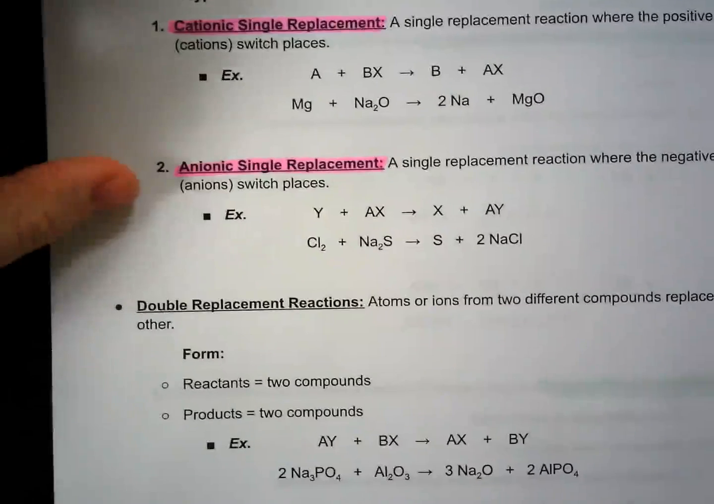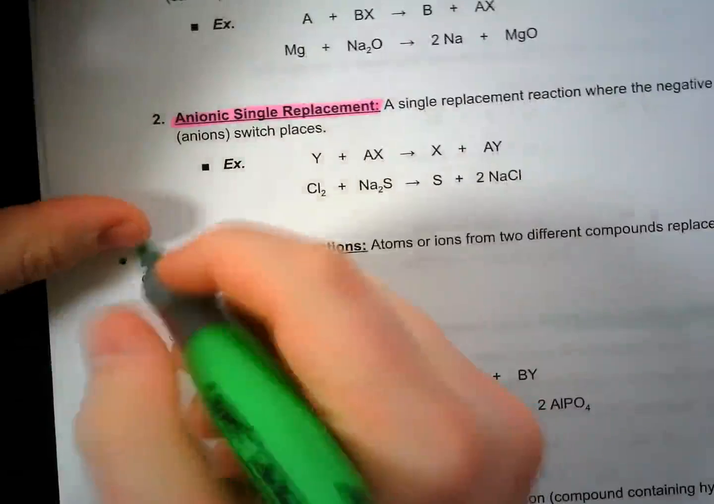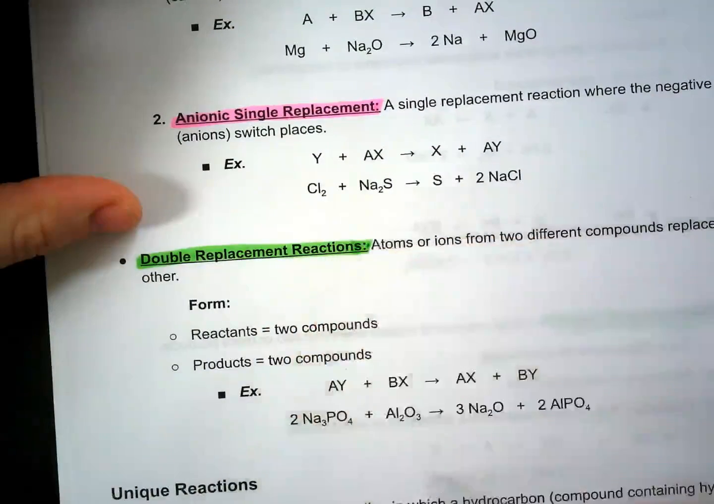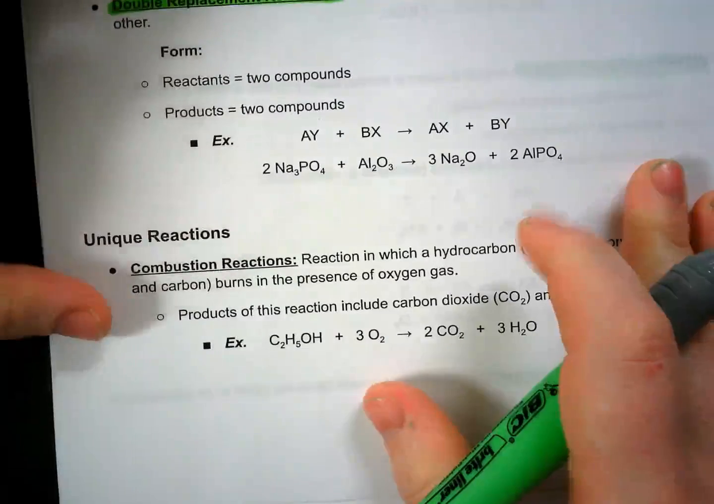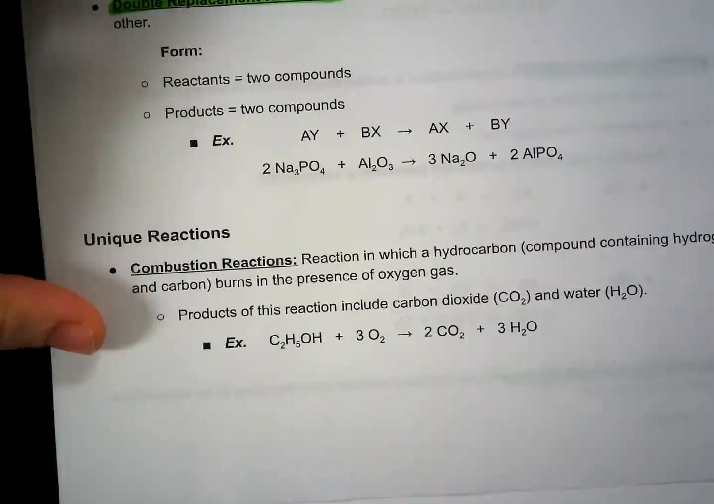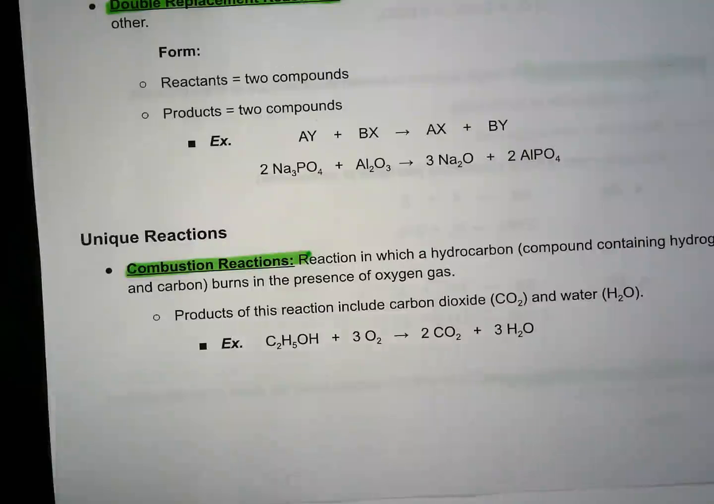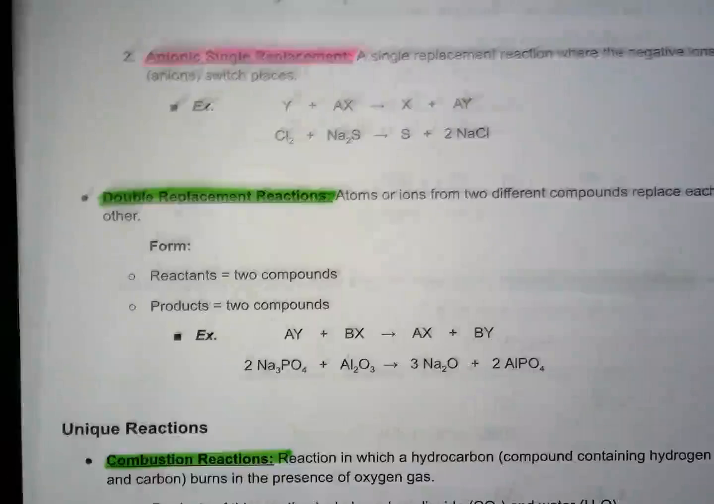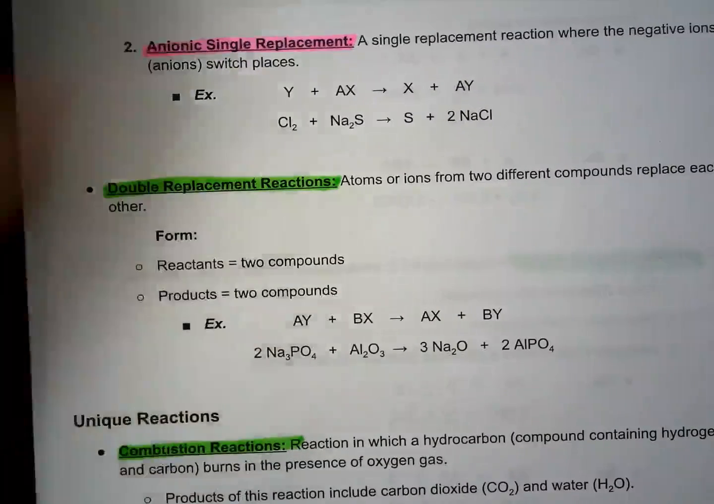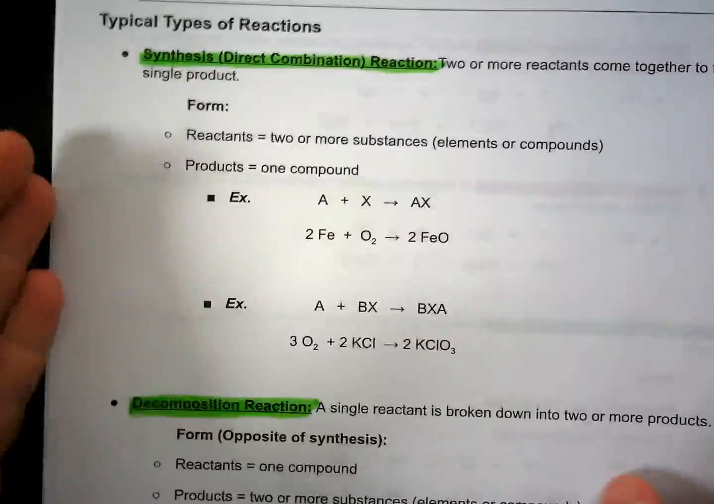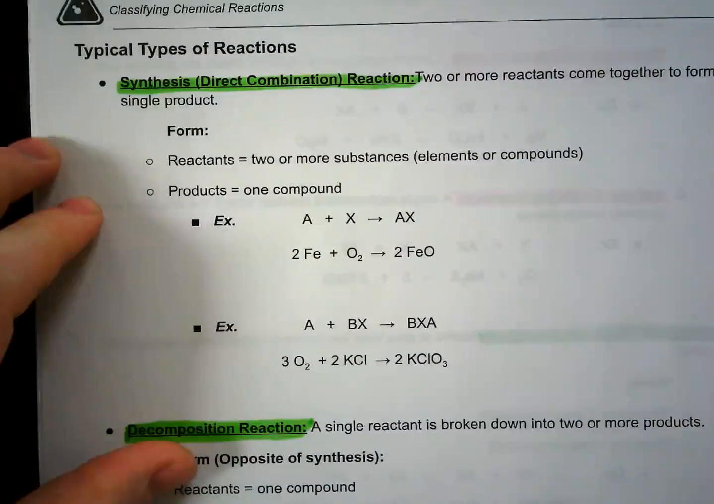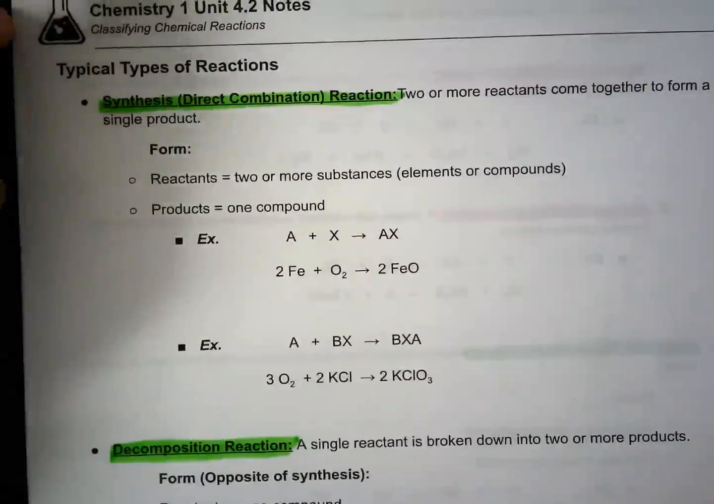Then there's a double replacement reaction. I'll highlight that guy. You've got to know this guy. And then under unique reactions, yes, it is unique, but you'll be seeing it a lot, are combustion reactions. And of course, you know what the term combustion is, something catching fire. So we'll be looking at these examples, and again, I highlighted these because you've got to know these. You've got to know what they're called, and you need to know their definitions and their examples here.